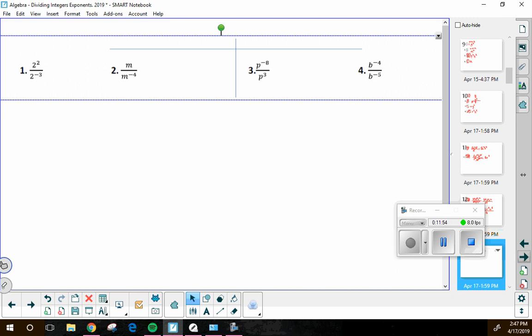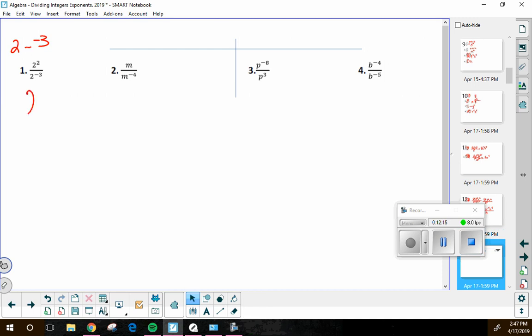Okay, bottom row. Now we just need to be aware of our negative numbers. That is it. So this is 2 minus negative 3. What is that? 5. So this answer is just 2 to the 5th. And the top one's just going to be 1 minus negative 4. What is that? And so this answer is just going to be m to the 5th.